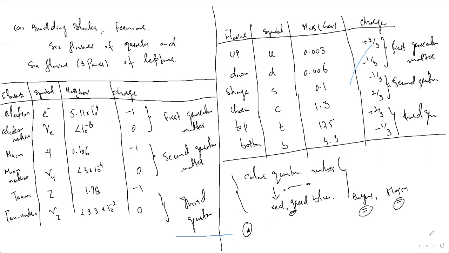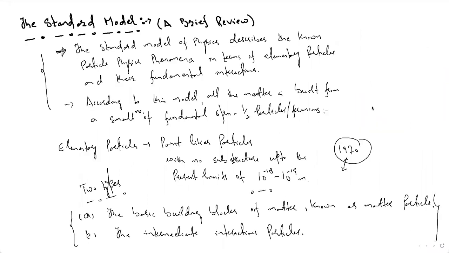Now let us come back to the second class of particles, which we call intermediate particles, or interaction particles. As the name says, intermediate, they are intermediating between some other particles. The second class of particles, as I said, are intermediate particles.